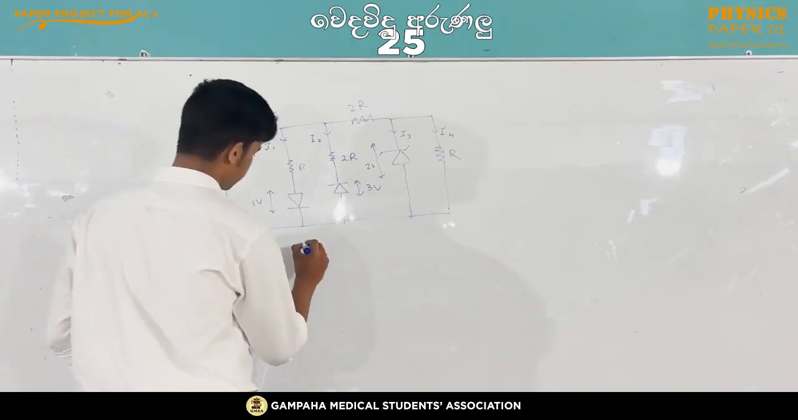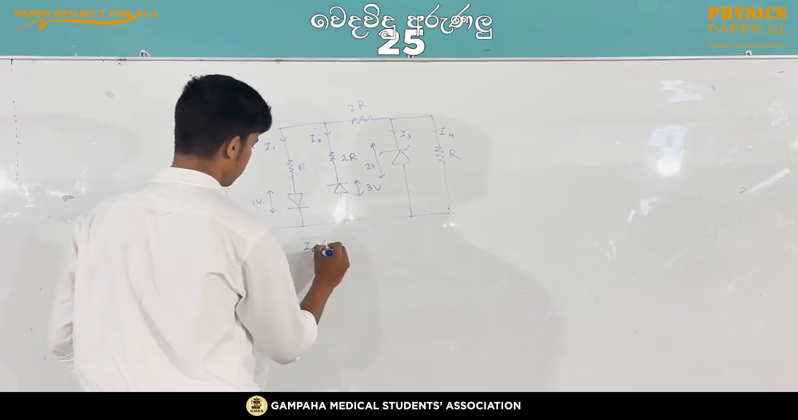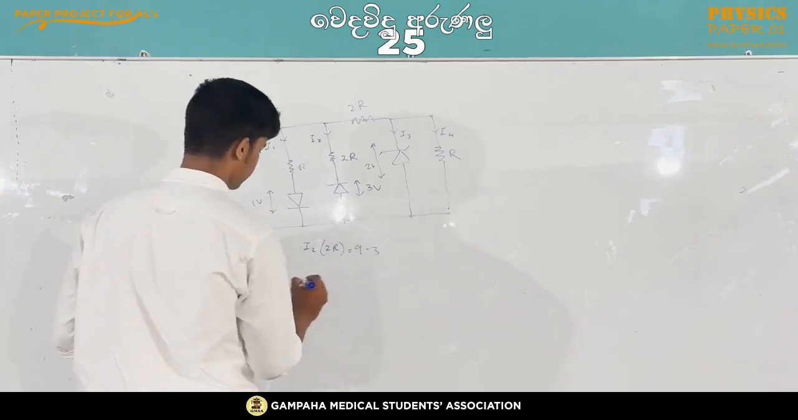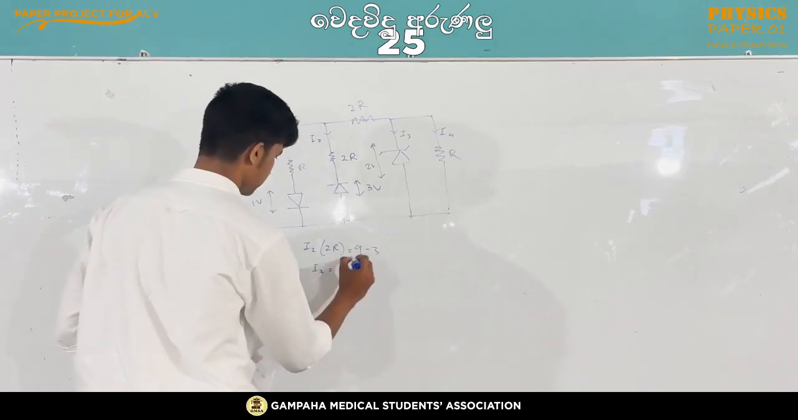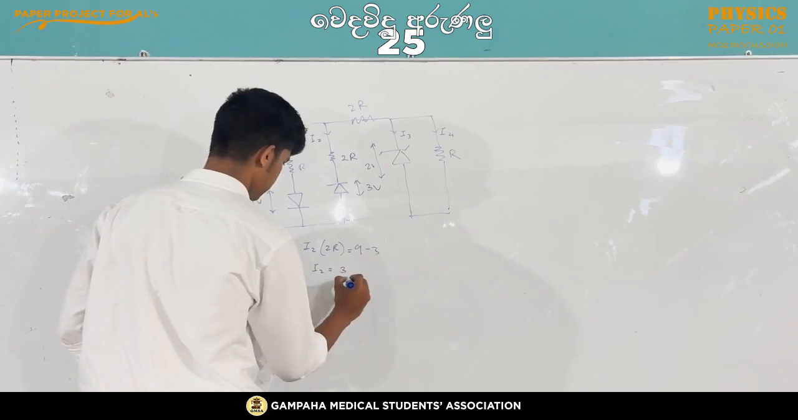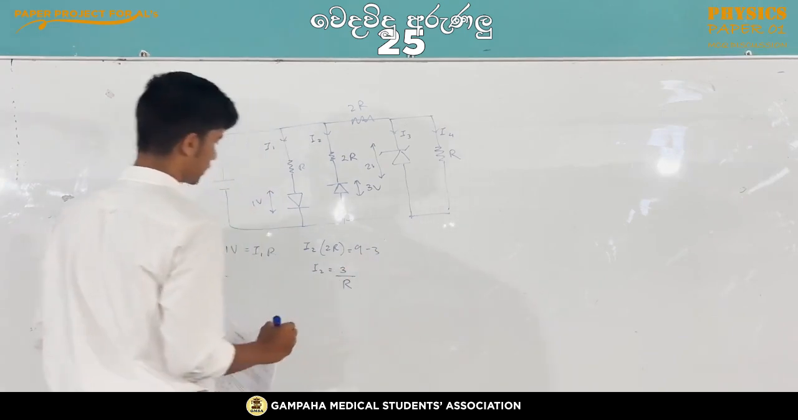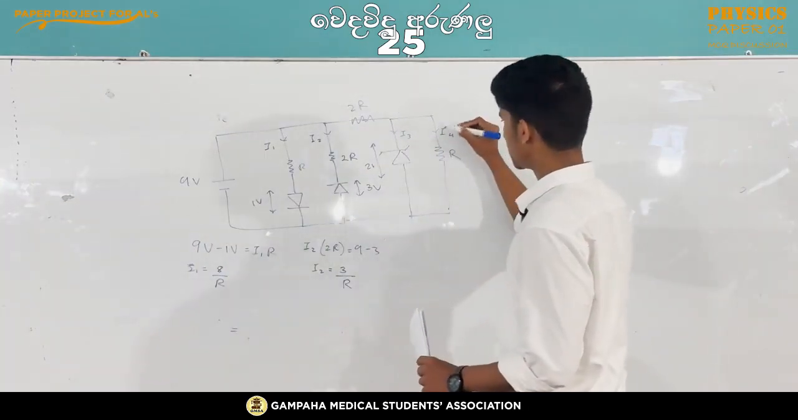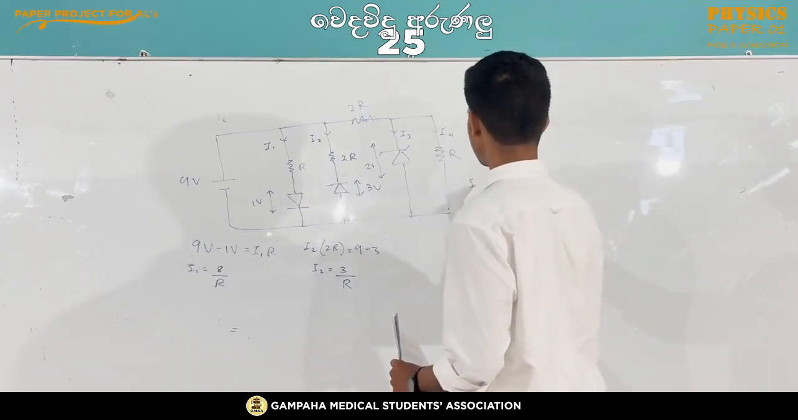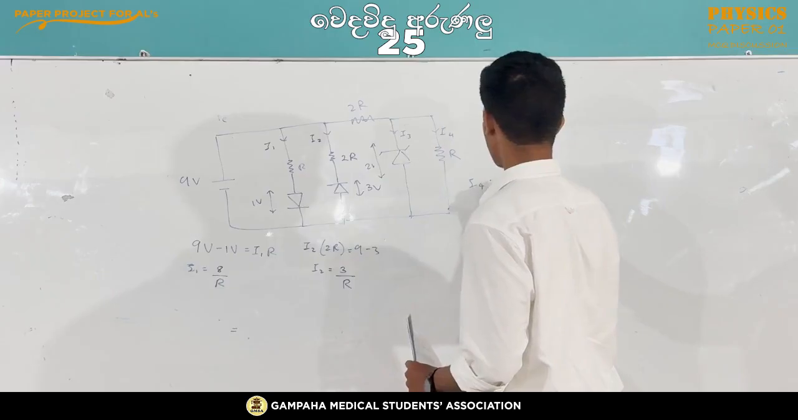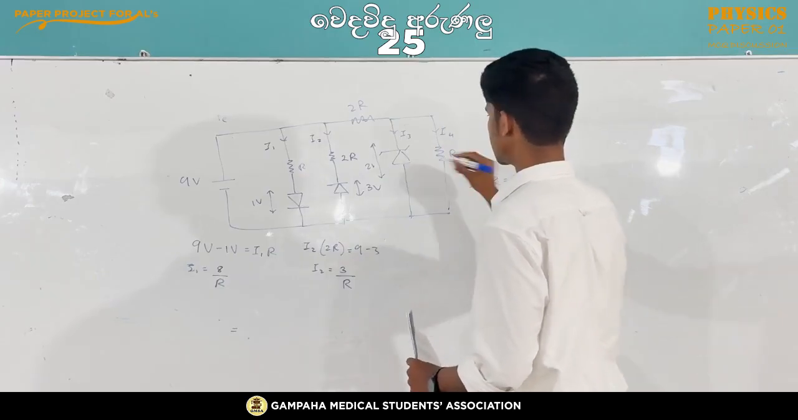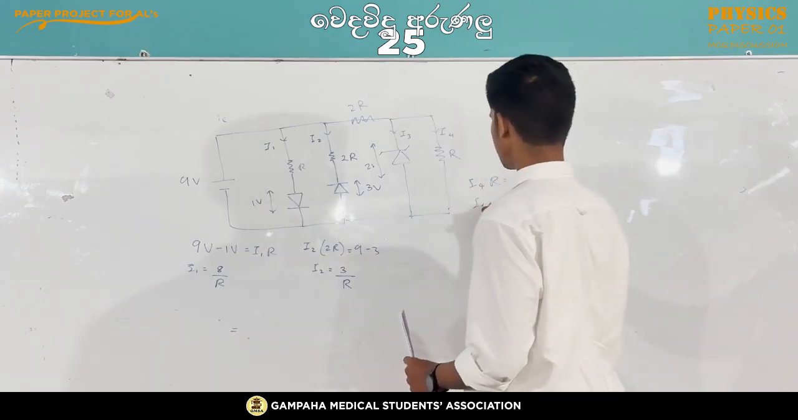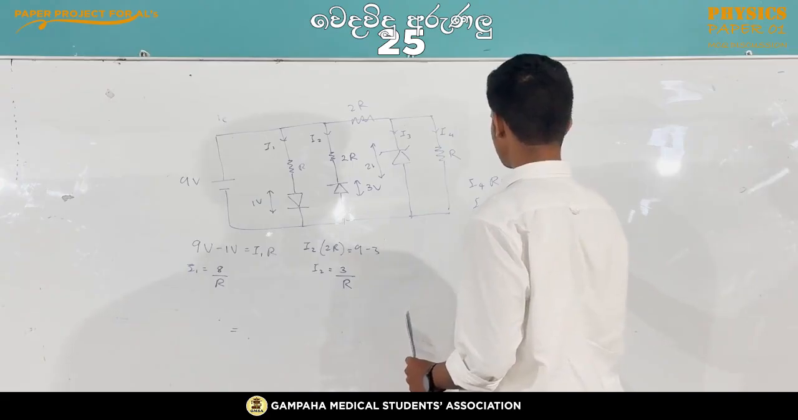When it comes to I2, I2 times 2R is equal to 9 minus 3. Then I2 is equal to 3 over R. Then when it comes to I3, I'll consider I4 first. I4 times R should be equal to 2 volts since the Zener diode maintains this 2 volts across these 2 points as well. Then I4 is equal to 2 over R.